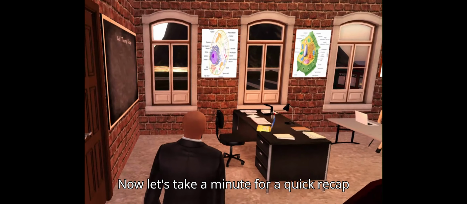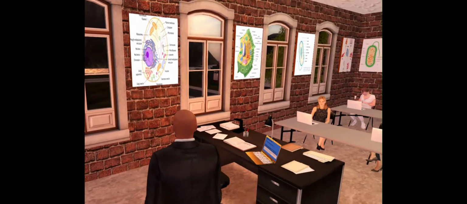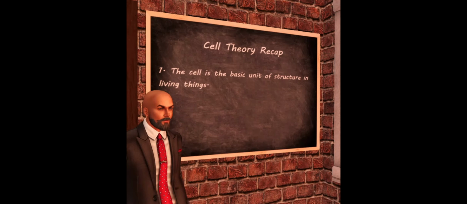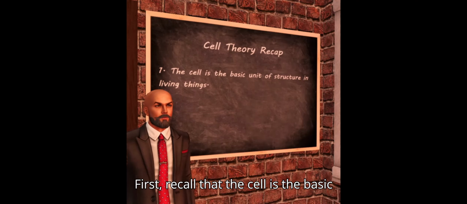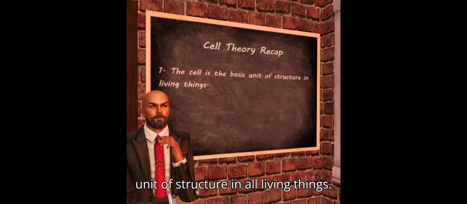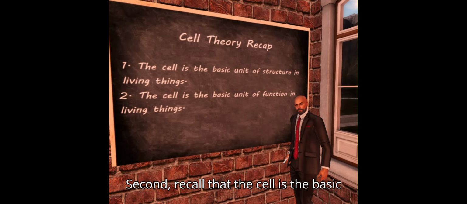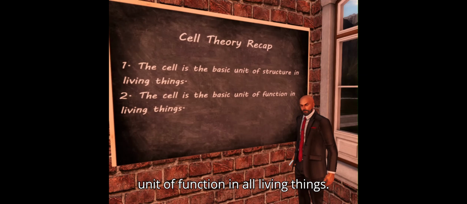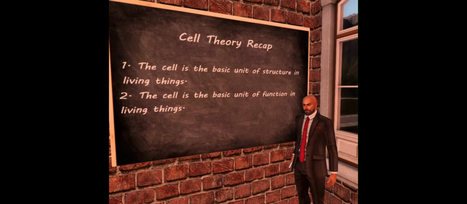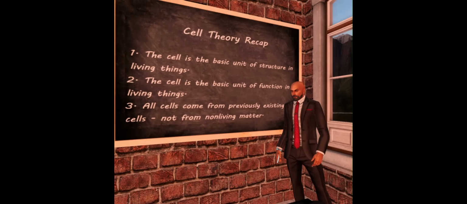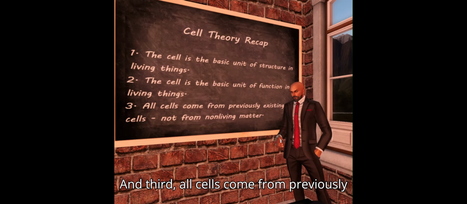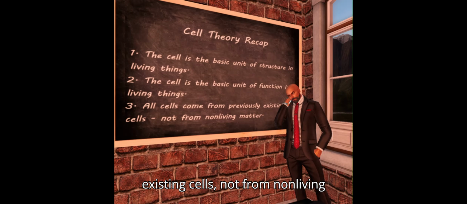Now let's take a minute for a quick recap of cell theory. First, recall that the cell is the basic unit of structure in all living things. Second, recall that the cell is the basic unit of function in all living things. And third, all cells come from previously existing cells, not from non-living matter.